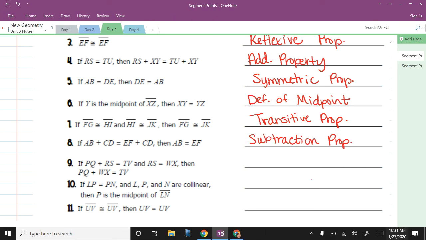All right, number 9. Are you looking at number 9 with me? It says, if the length of PQ plus the length of RS equals the length of TB, and RS equals, does that say WX? Okay, so these two equal each other, and RS is right there, then PQ plus WX equals TB. What did they do there? Yeah, if two things are equal, then you replace one with the other. That is the substitution property. So again, don't abbreviate that, please. And maybe I spelled it correctly.